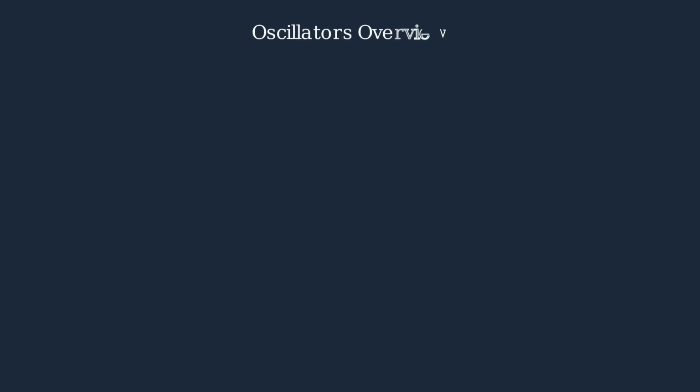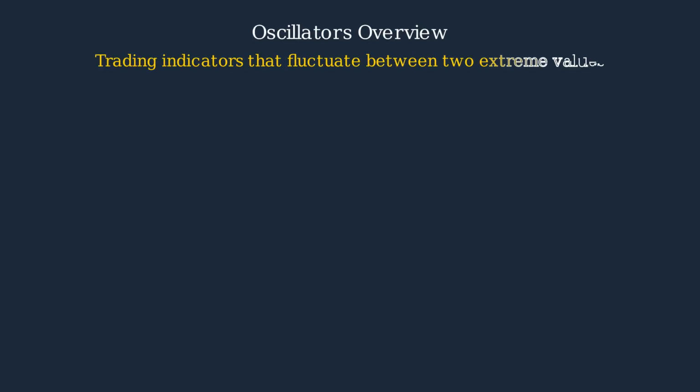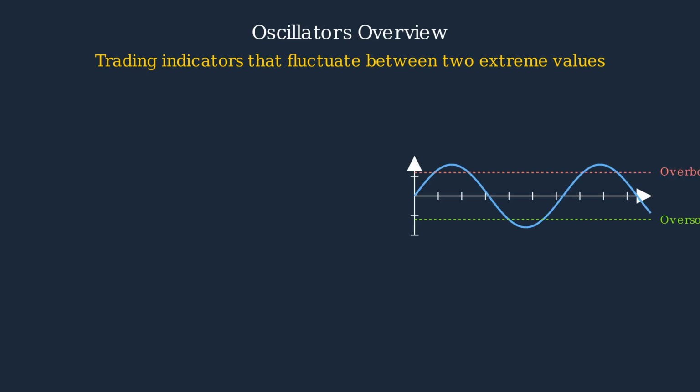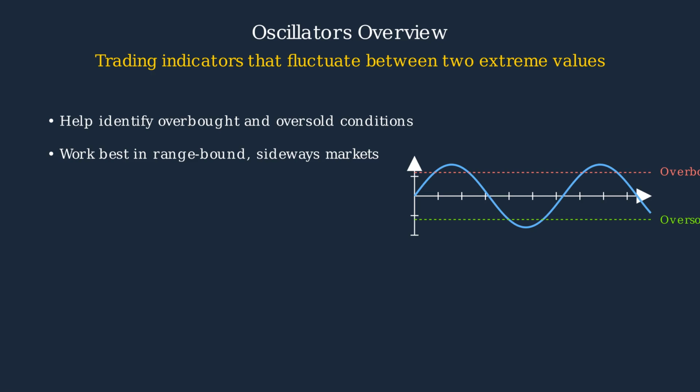Oscillators are specialized technical indicators that fluctuate between two extreme values. These indicators move back and forth in a range, typically between overbought and oversold zones. Oscillators serve several key functions in technical analysis. First, they help traders identify overbought and oversold conditions. They work most effectively in range-bound markets, where prices move sideways, rather than in strong trends.